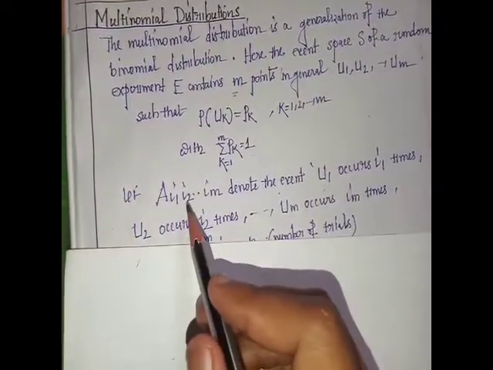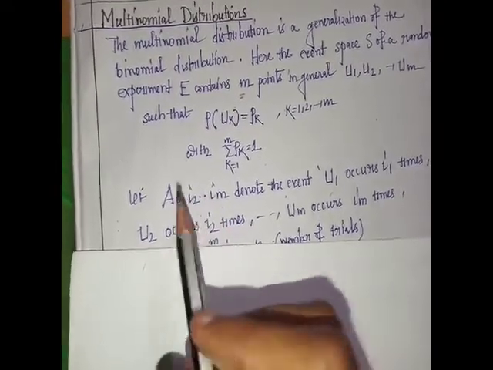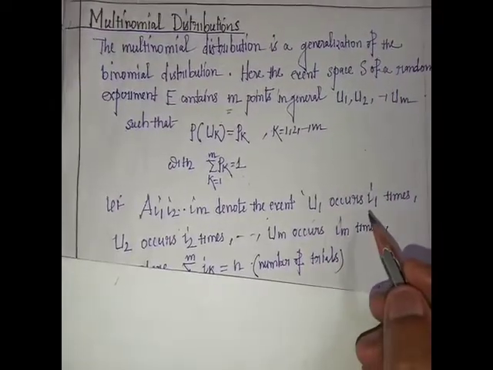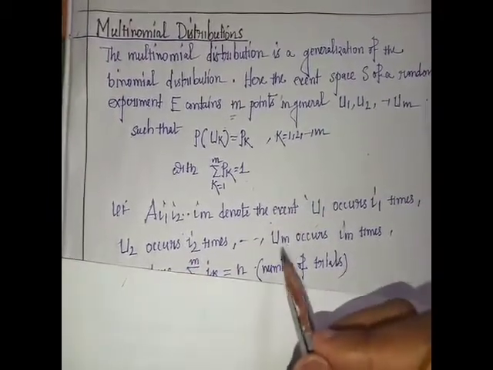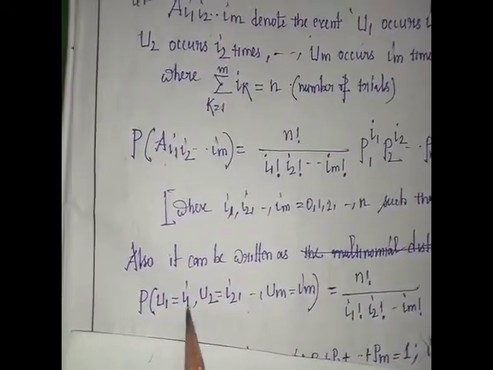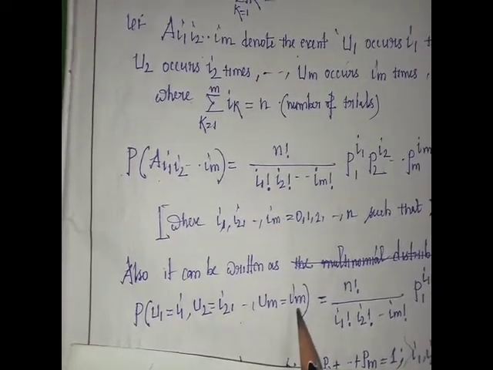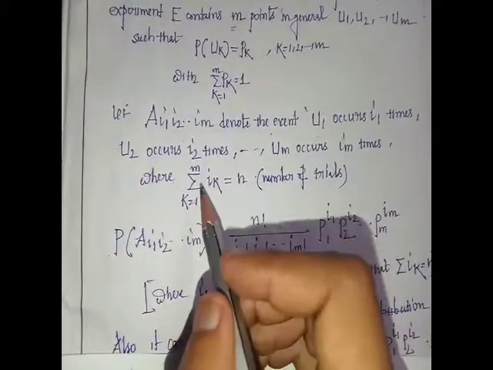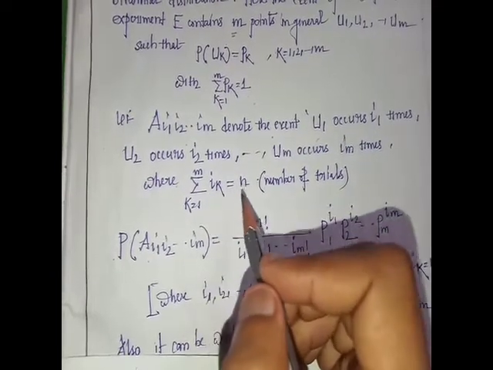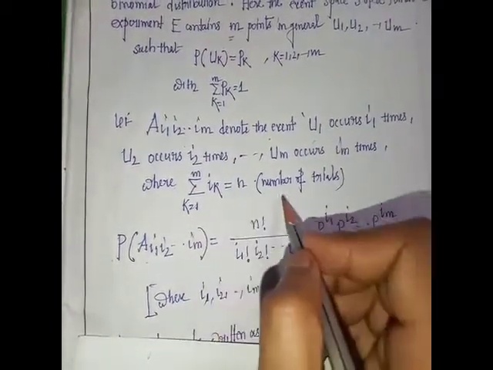Let A(i1, i2, up to im) denote the event that u1 occurs i1 times, u2 occurs i2 times, up to um occurs im times, with the summation of ik, that is i1 plus i2 up to im, equal to n, where n is the number of trials.